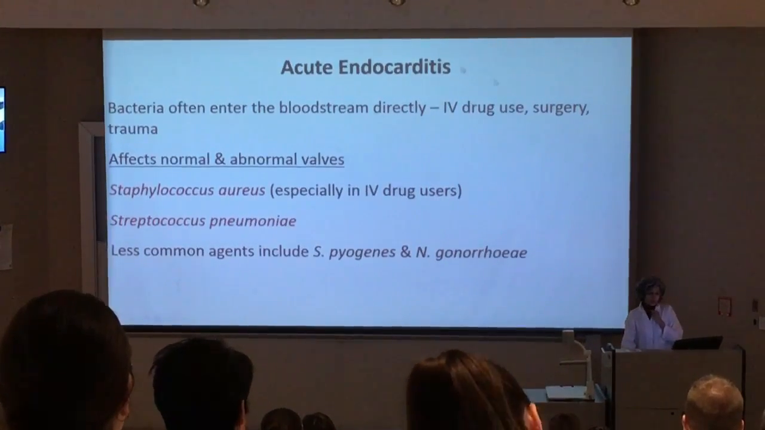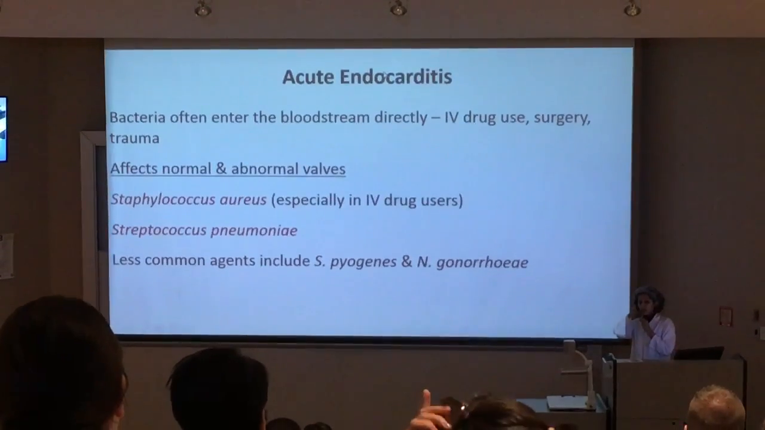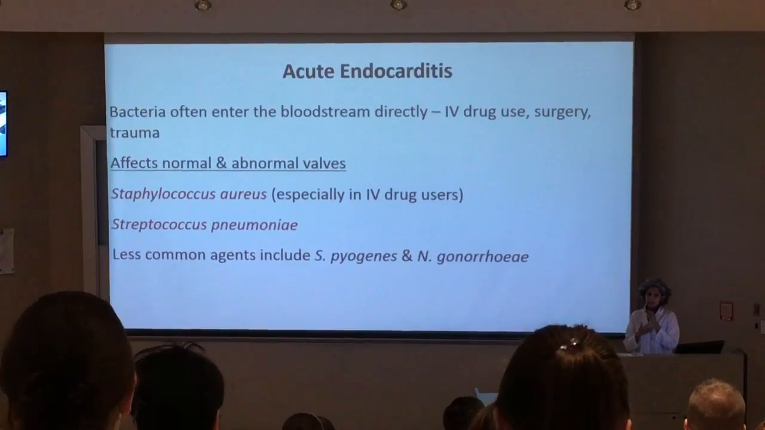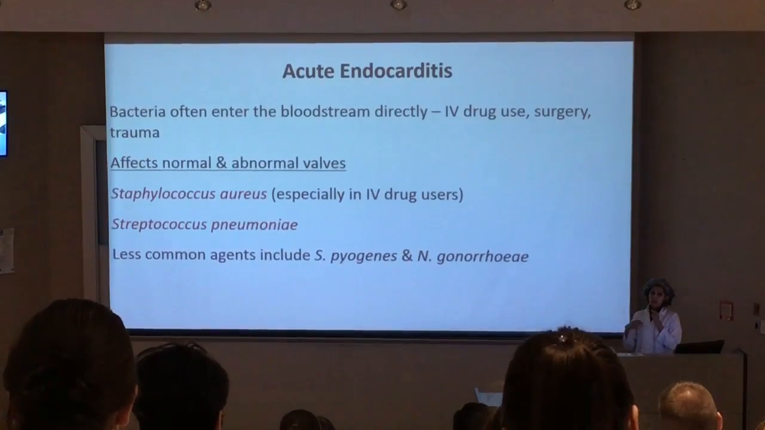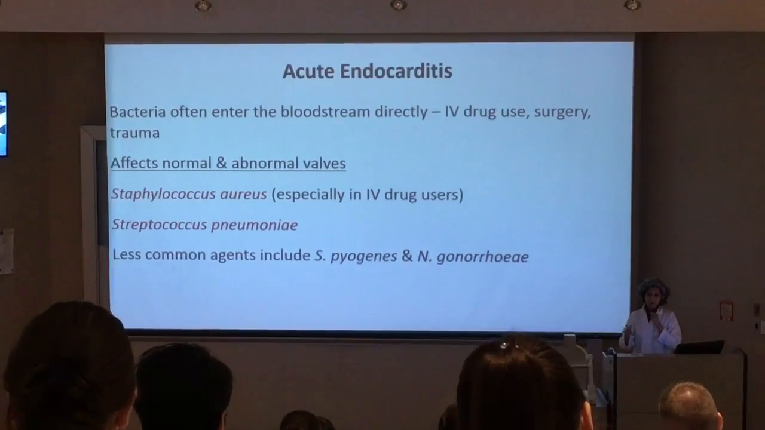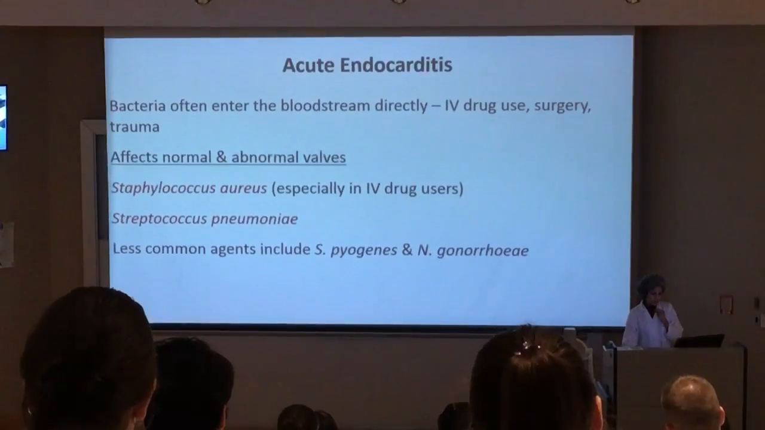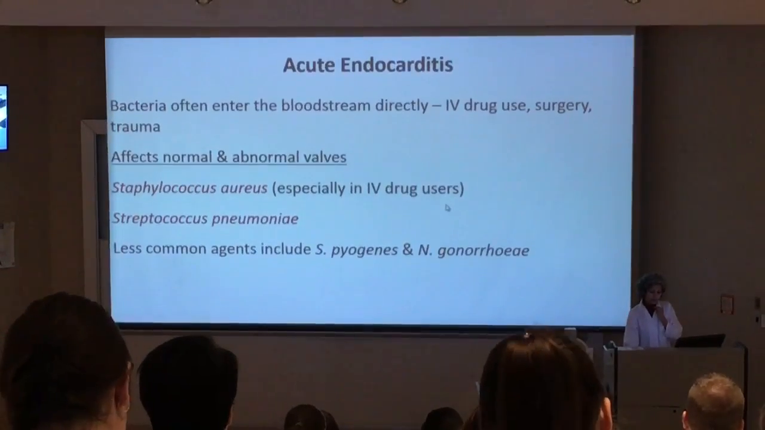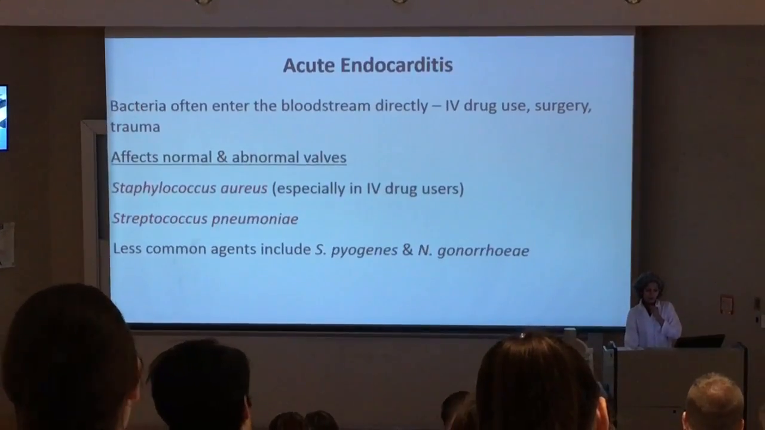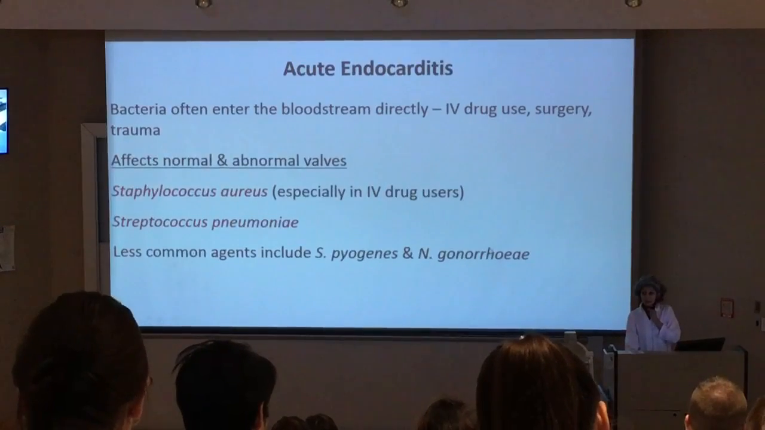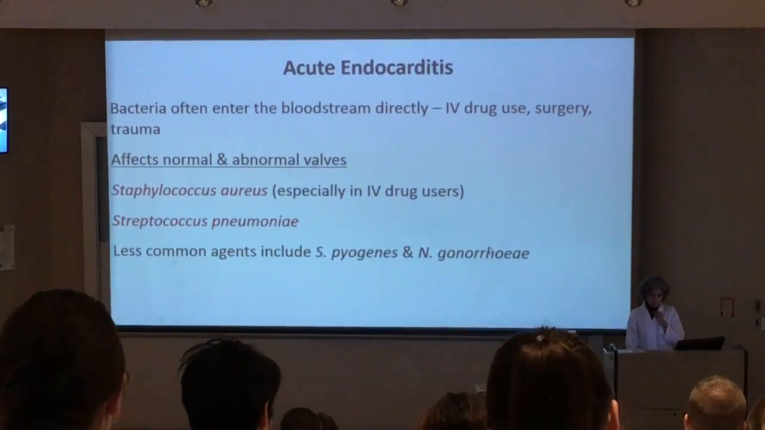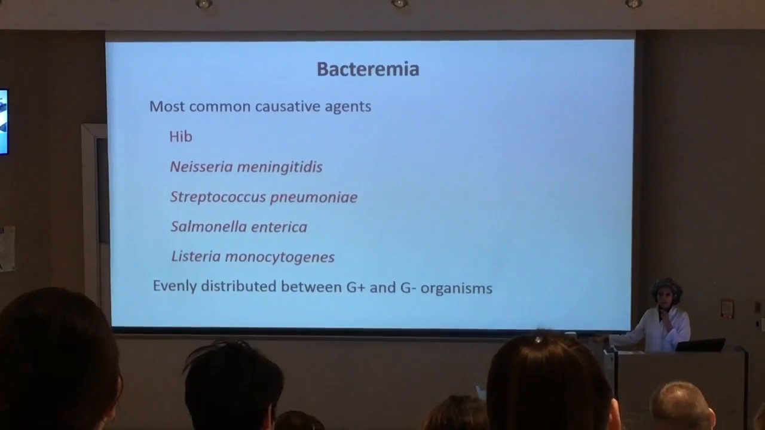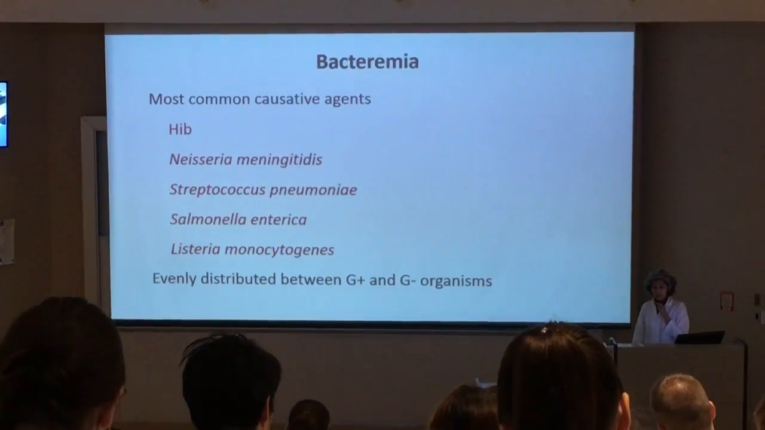Okay, so endocarditis, we talked about acute endocarditis and subacute endocarditis. Basically, it's the length of time that it takes for the symptoms to be obvious to that person. Staph aureus is an issue, especially in IV drug users. You can also see strep pneumo or strep pyogenes, and also Neisseria gonorrhoeae that can be etiologic agents. What is bacteremia? It's presence of bacteria in the blood, right?